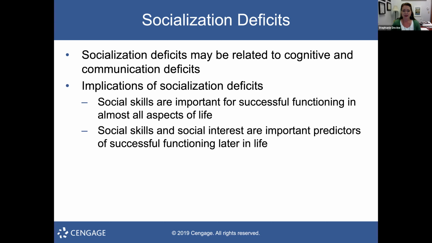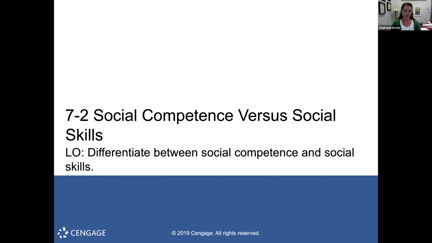And it's also important to note that social skills and social interest are important predictors of successful functioning later in life. So we're not saying they have to be a social butterfly, but you are going to need some social skills to help reduce barriers to things that you really, really want. So it's important that we work on those skills with our students.